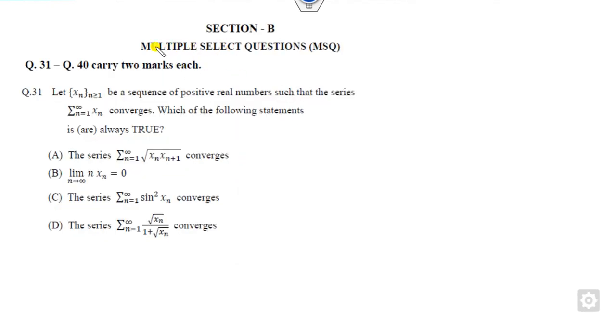So these are questions related to multiple select. It means there is more than one correct answer, so we have to think about discarding the options. Let's start with question number 31.